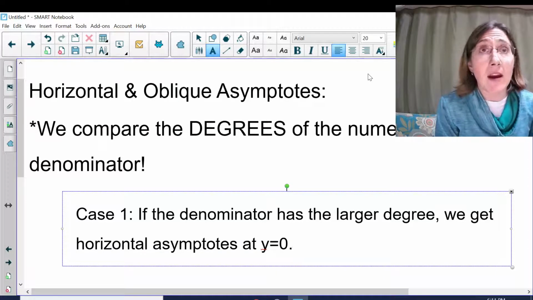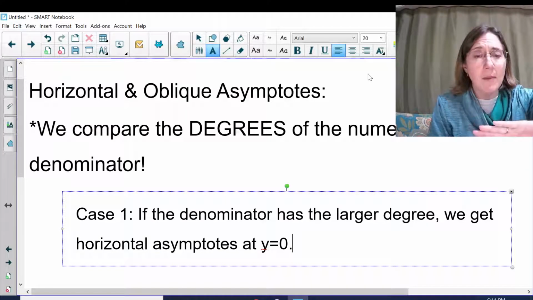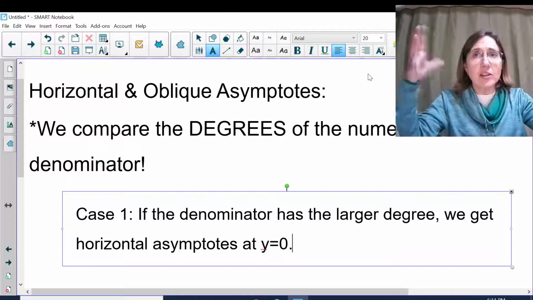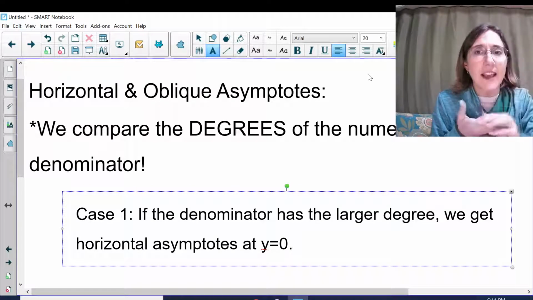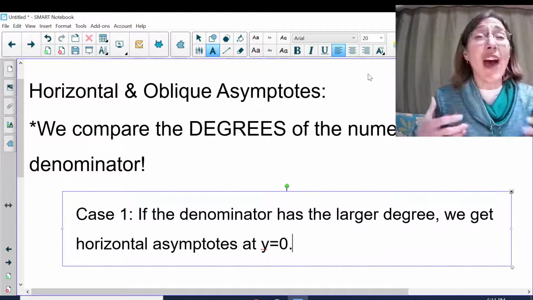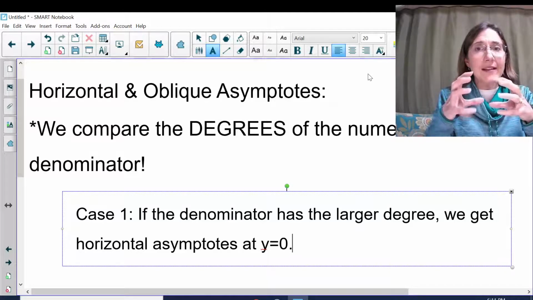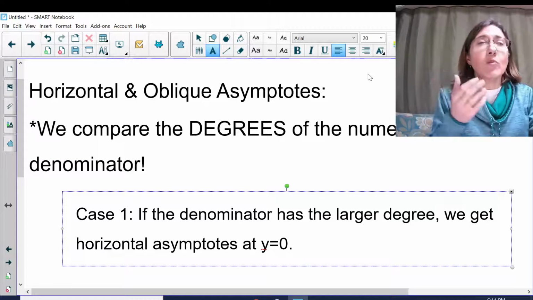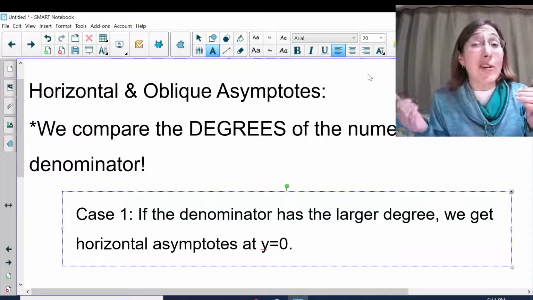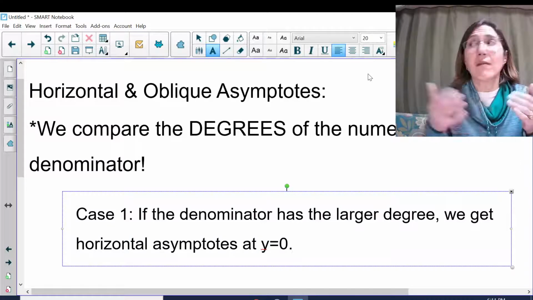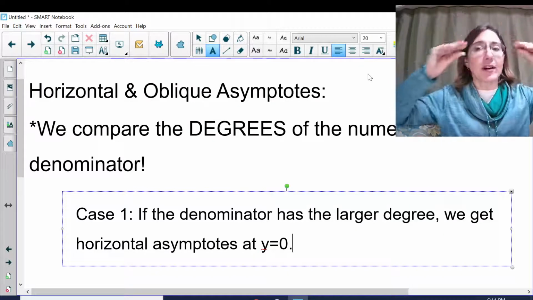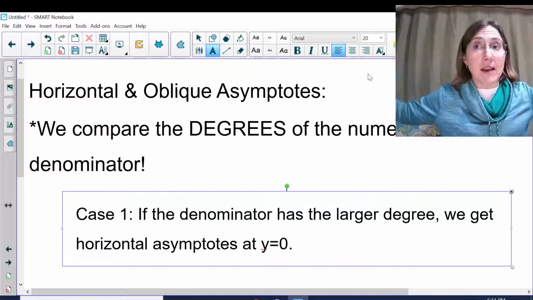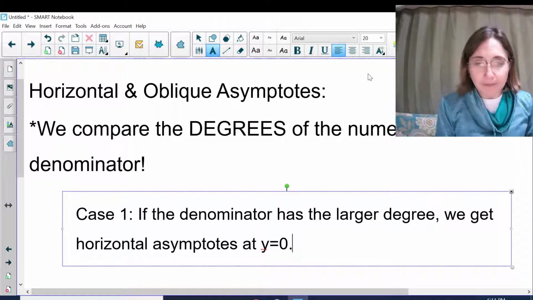So anyway, if we compare the degrees of the numerator and the denominator, and the denominator is bigger, that means you're going to be putting bigger numbers downstairs in this fraction. Think about 1 over 10, or 1 over 100, or 1 over 1,000. The larger that denominator gets, the smaller your fraction becomes. Because 1/10 is a small fraction, but 1,000th is way smaller, and 1 millionth is way smaller than that. So it's getting littler and littler as your x values get bigger. So that makes it approach 0. So that's what gives you a horizontal asymptote at y equals 0.